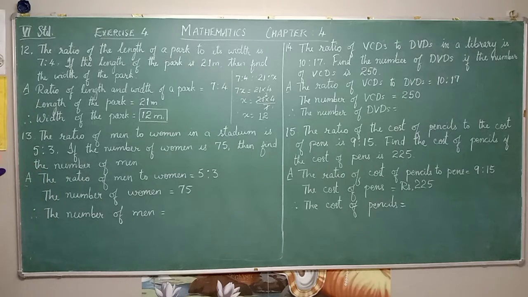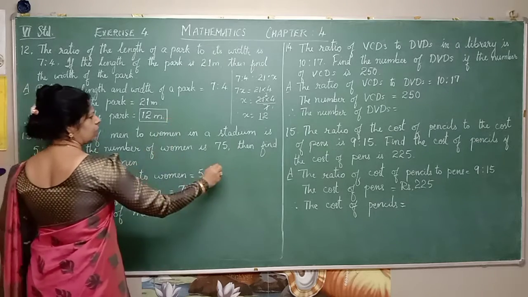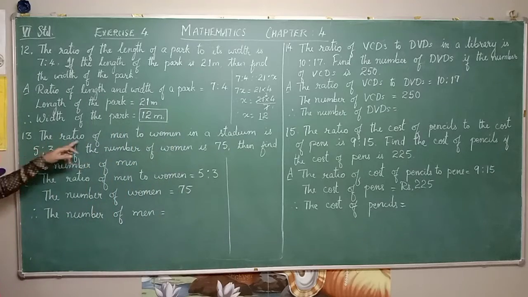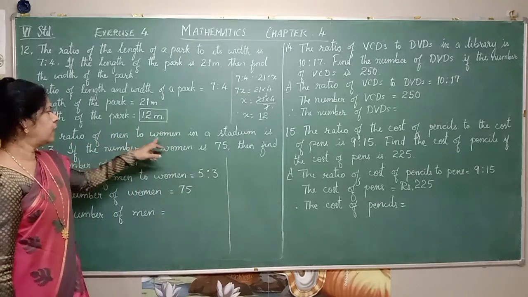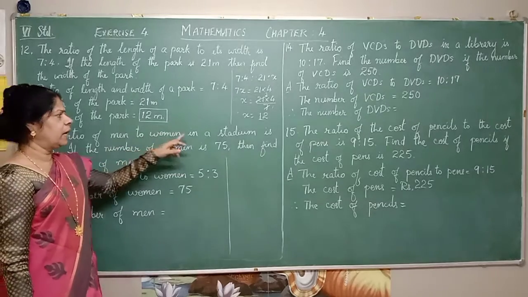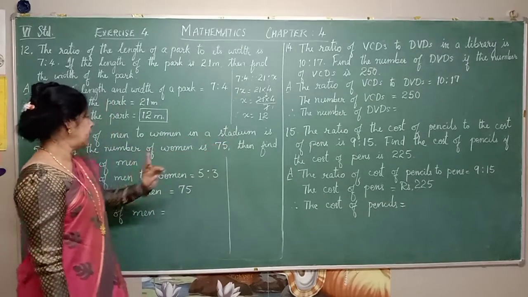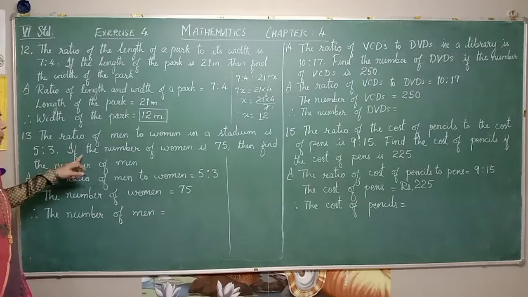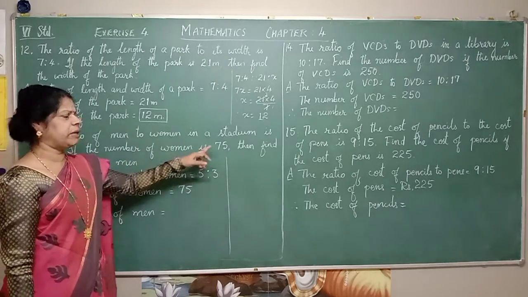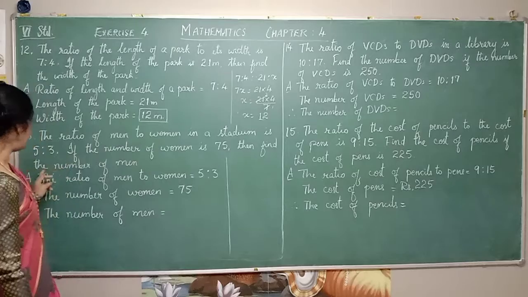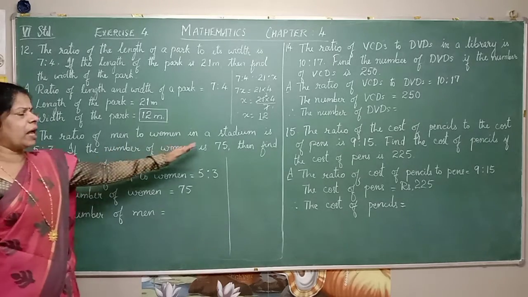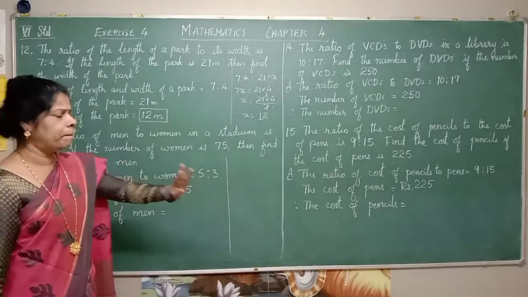Yes, now let us go for the next sum. What is the next sum we will see? Here it is. The ratio of men to women in a stadium is 5:3. If the number of women is 75, then find the number of men. Understood? So the number of women is given. We have to find the number of men.